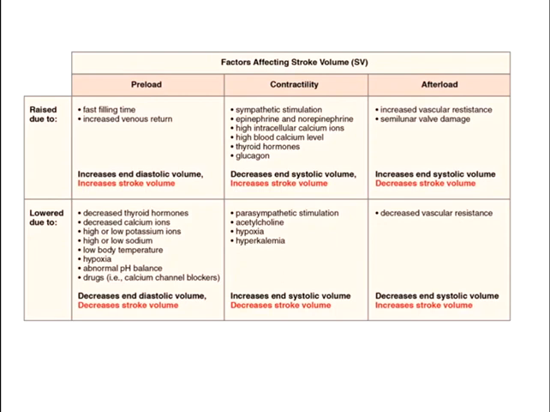And then the afterload. Some of the things that you're going to see is an increase in vascular resistance will negatively affect stroke volume. So again, what are some things that increase vascular resistance? We talked about certain types of lung diseases, and then cardiovascular diseases will also play a role, as well as damage to the semilunar valves. If someone has a semilunar valve that's not working properly, that's going to increase the afterload, meaning that we're not going to be able to push out as much of the blood that we would like to get out of the ventricle, and that's going to cause a decrease in stroke volume.